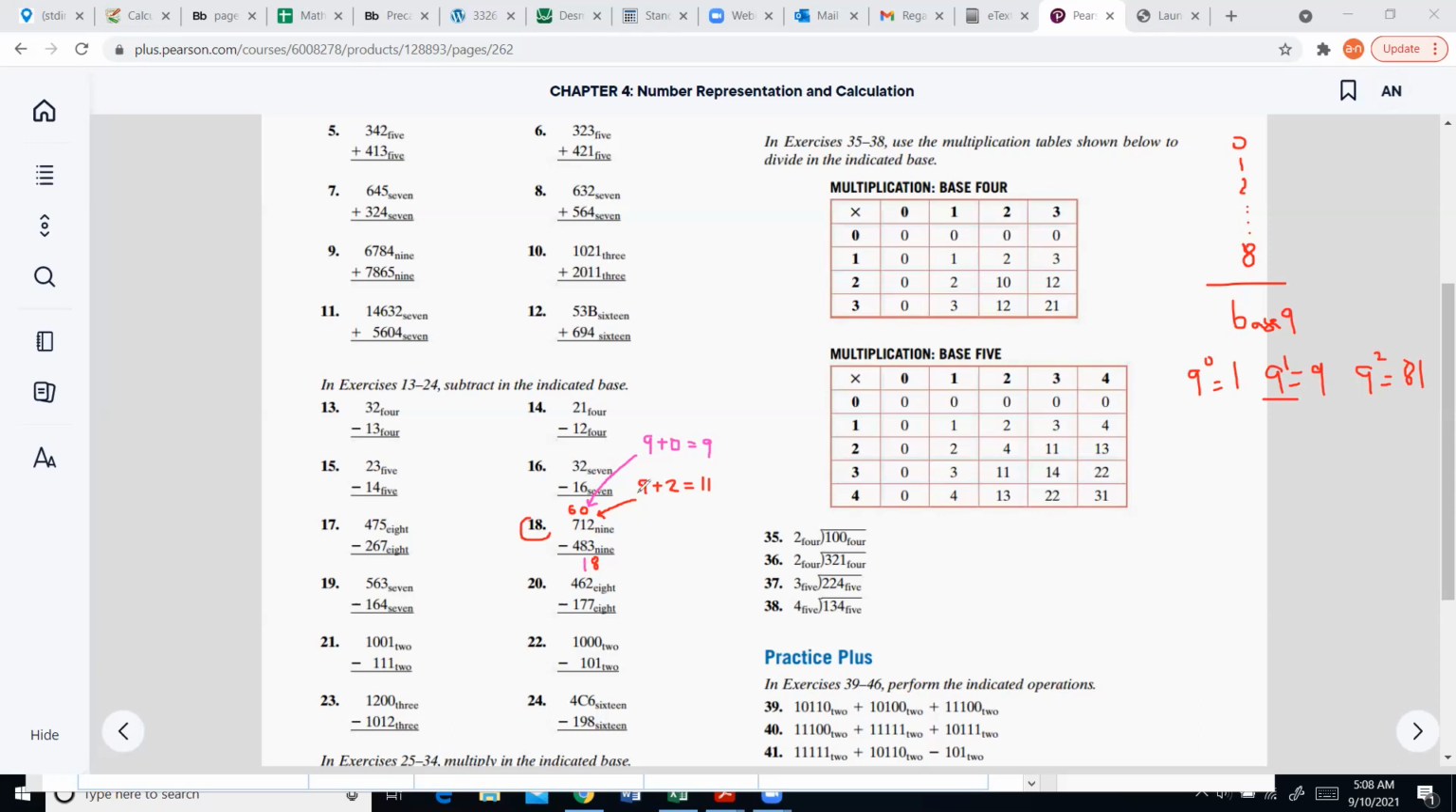And I finally move to the very first place where I have 6 now after borrowing, and minus 4 from it I get 2 left just like that. So 2, 1, 8 in base 9 will be the answer.